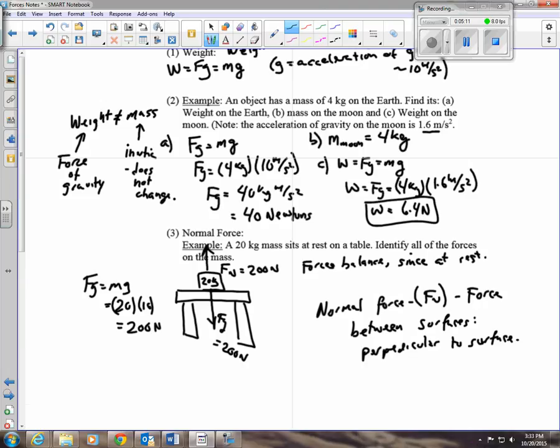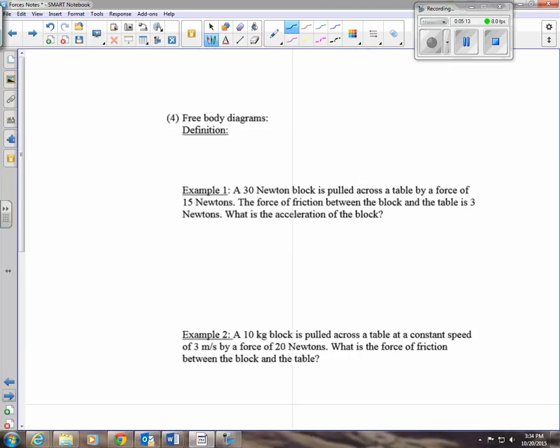Top of the next page. All right. Free body diagrams. You draw all of the forces on an object, and nothing else. So a 30 Newton block is being pulled across the table by a force of 15 newtons, force of friction is 3, acceleration of the block is what we're looking for.